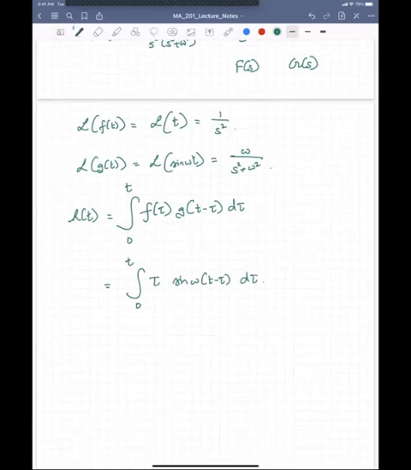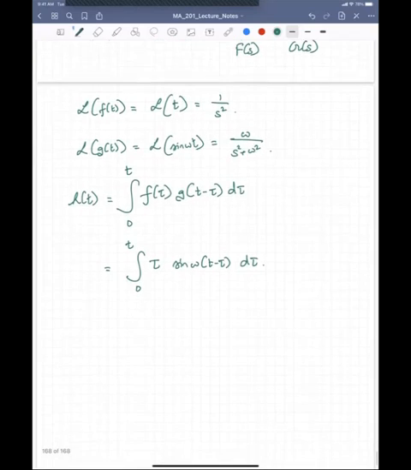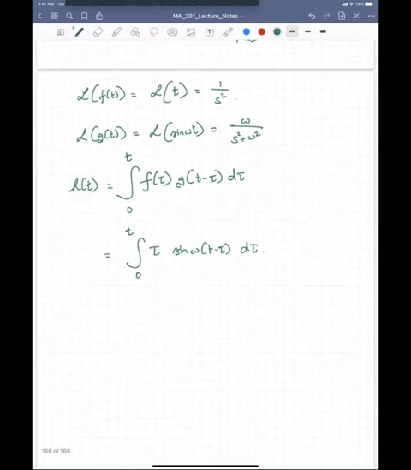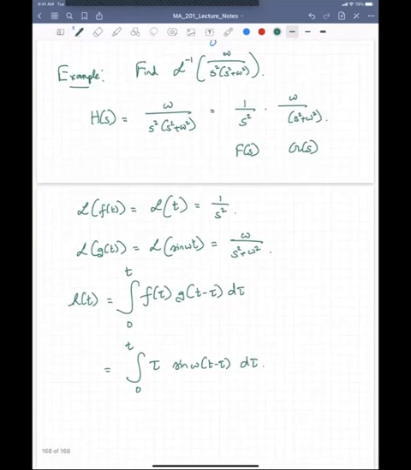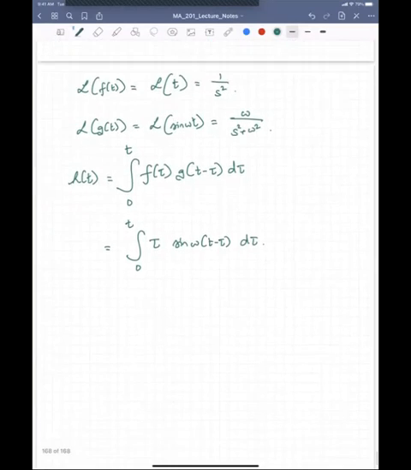Now you can certainly evaluate this and get the answer. If you're looking at it for the first time, you will actually be a little confused because I have two functions, 1 over s square and omega over s square plus omega square. I could have written this as omega over s square plus omega square times 1 over s square, and I could have pretended that g is 1 over s square and f is omega over s square plus omega square, in which case the definition would be the other way around, right?